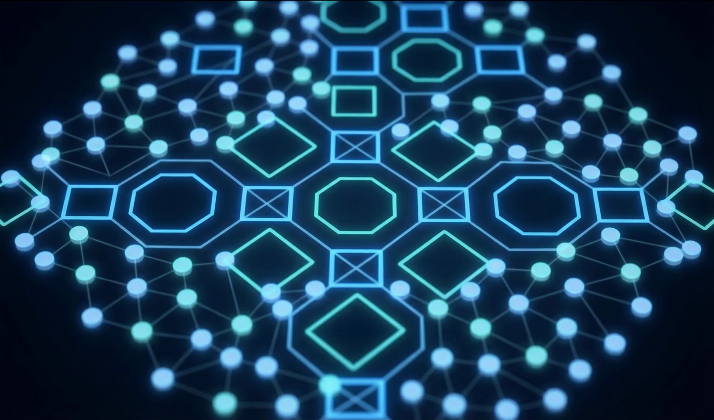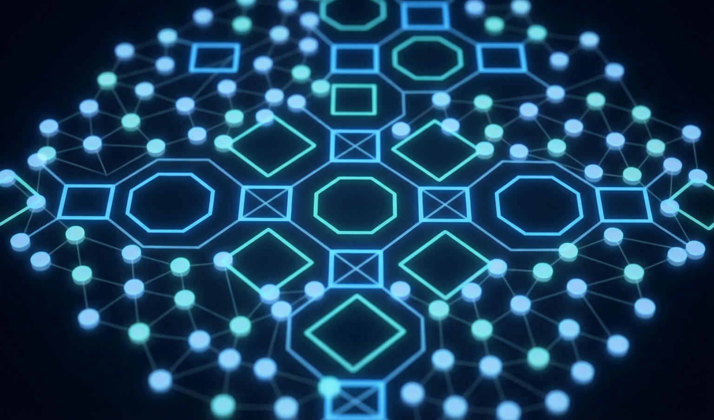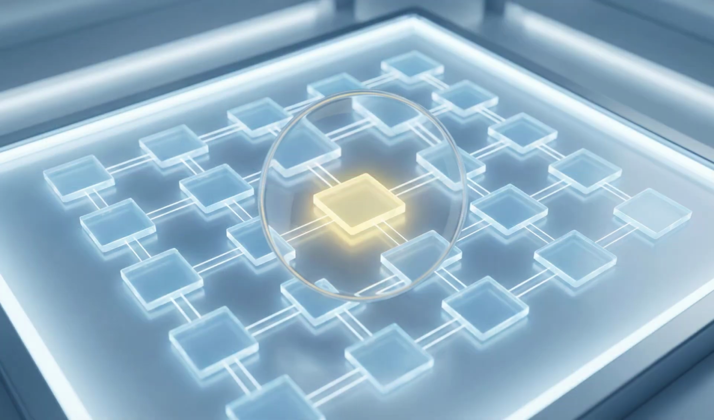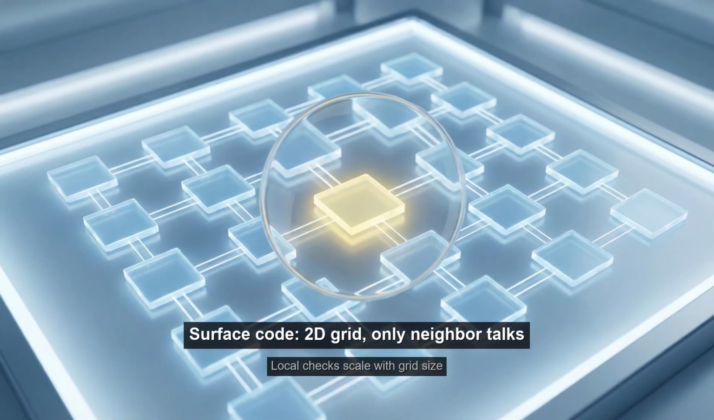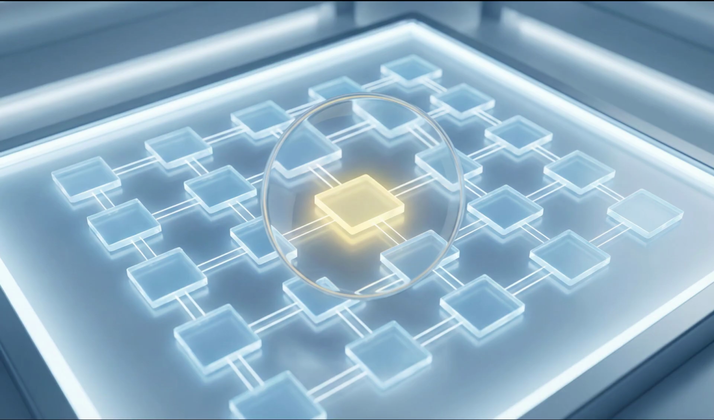This is where a family of codes called stabilizer codes comes in, and one of them, the surface code, has become the workhorse for near-term hardware. It lays qubits out on a two-dimensional grid. Each qubit only talks to its neighbors. Local checks probe small tiles of the grid, producing a tapestry of syndromes that pinpoint where errors likely occurred.